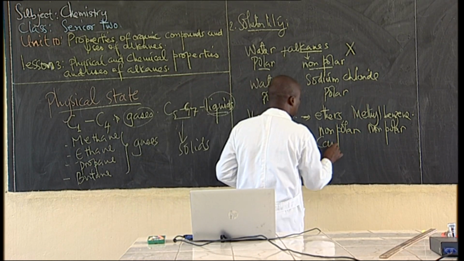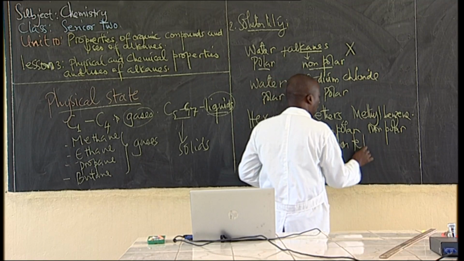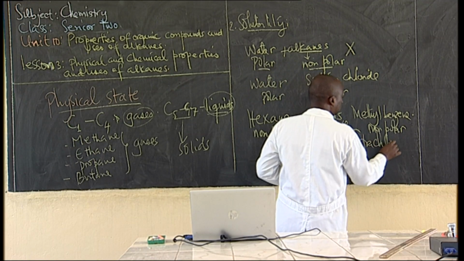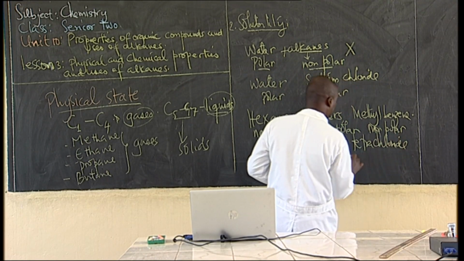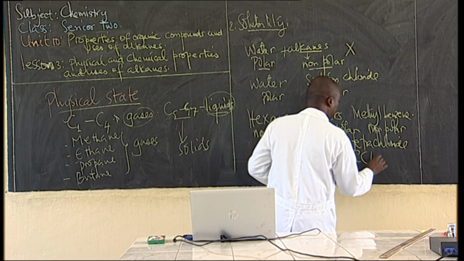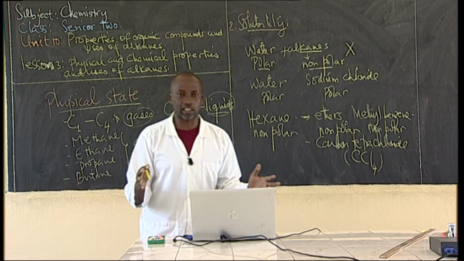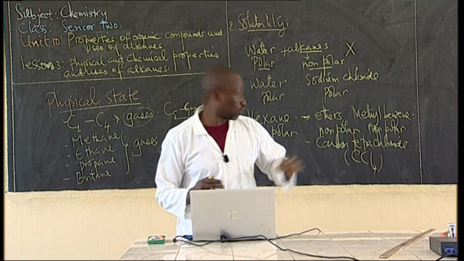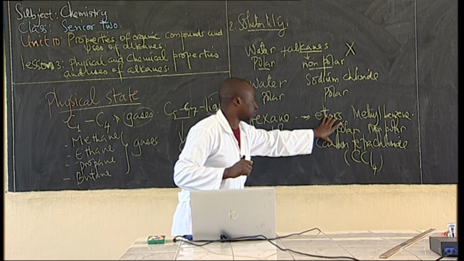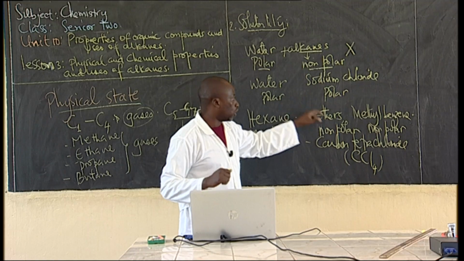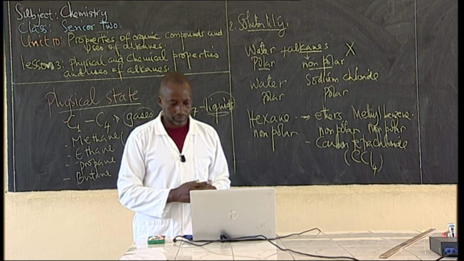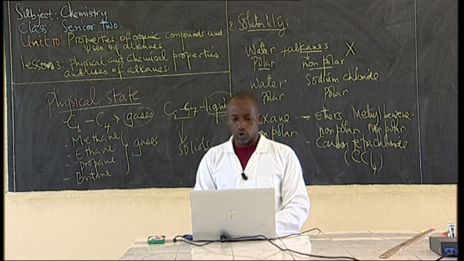We can talk about carbon tetrachloride, CCl4. This is also non-polar, and so are many other non-polar molecules. So these ones will dissolve in alkanes, but they won't dissolve in water. So that is about the solubility.